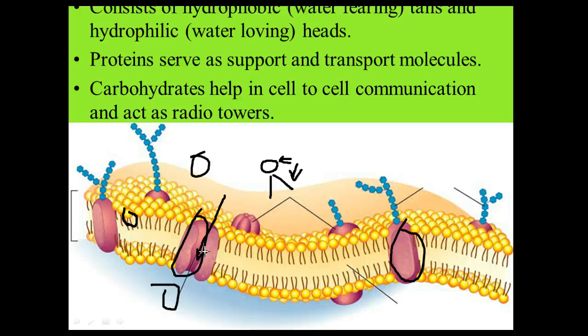Carbohydrates help in cell-to-cell communication, and they act as radio towers. So here we have these carbohydrate chains right here, and they'll help in cell-to-cell communication. They'll be like, oh, hey, I'm a red blood cell, things like that.